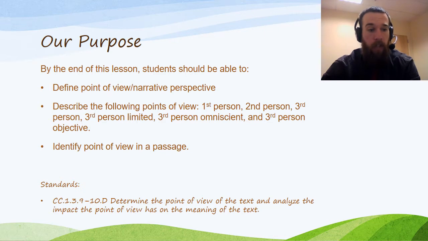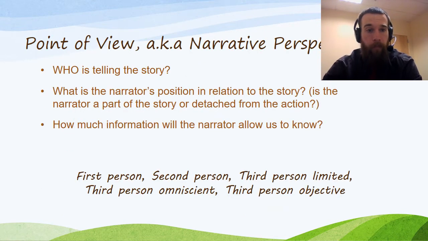Determining point of view is something that you need to be able to do in all the text that you're reading. So, just defining point of view, we want to be looking for who is telling a story when we start reading it. For ourselves, we need to decide what's the narrator's position in relation to the story. Are they someone who's a part of the story? Are they someone who's outside of the story and telling it? And then how much information is that narrator willing to give us? Are they letting us know what's going on in their head? Are they letting us know what's going on in all the characters' heads? That's how we'll see the different types of point of view.